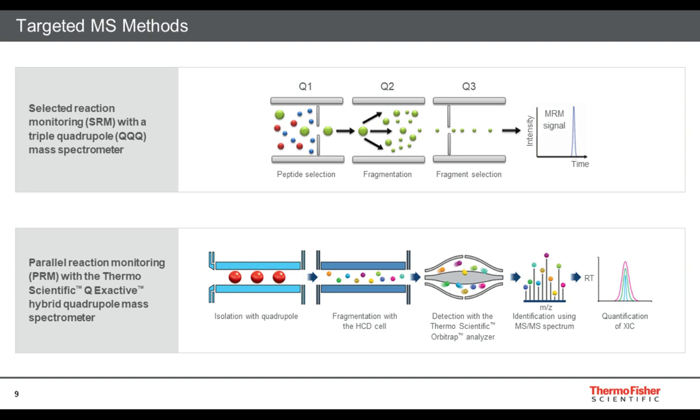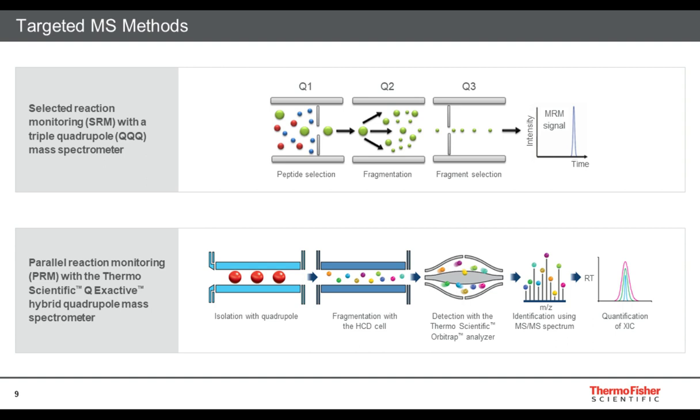So I will talk a little bit more about the targeted mass spec methods that are commonly used. There are two methods that are commonly used currently in the field. One is selected reaction monitoring, also known as SRM. Those are typically done with the triple quadrupole mass spectrometer, and that's the one shown on the top panel. And in the bottom panel is the second method, which is known as parallel reaction monitoring, PRM, and those are done with the Thermo Scientific Q Exactive hybrid quadrupole mass spectrometer.